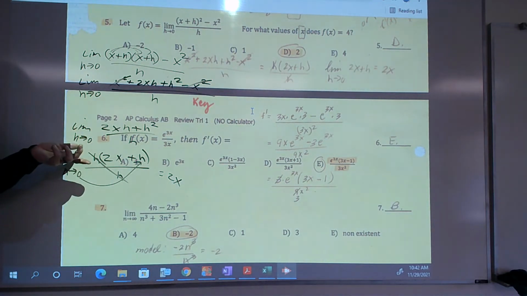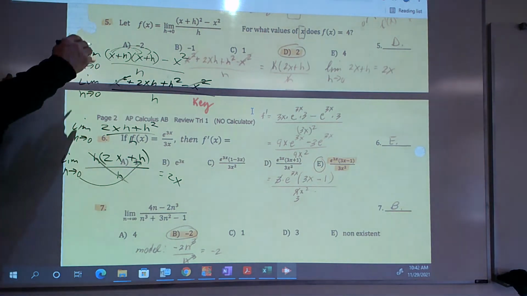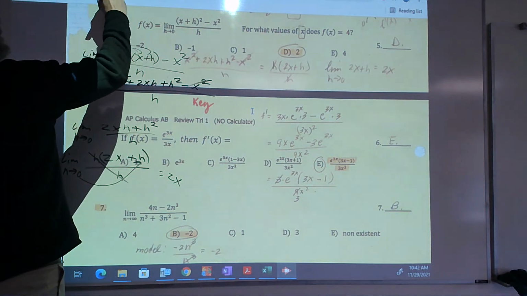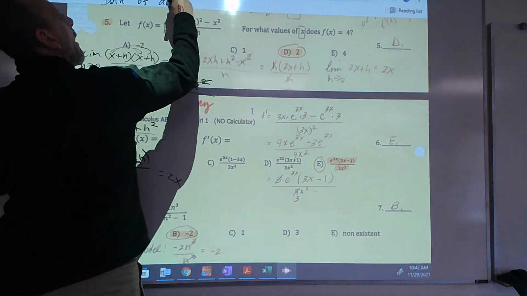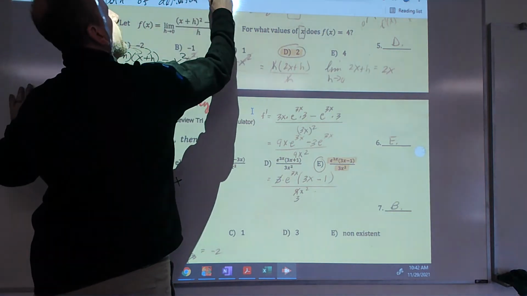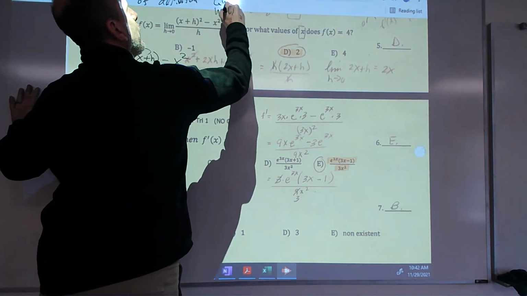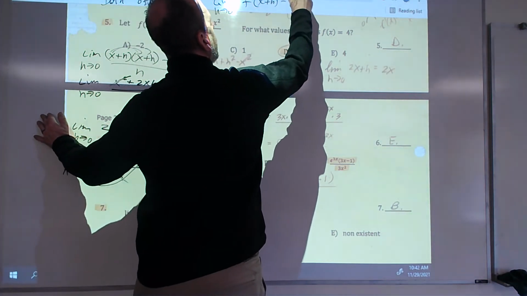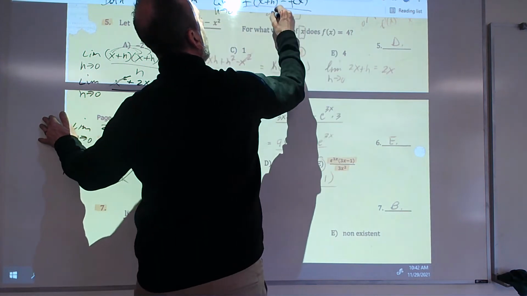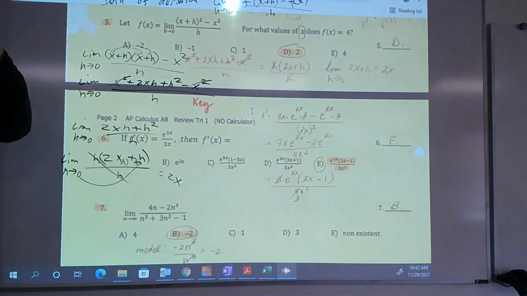Now that's the way we used to do derivatives when we first learned it. There's a much easier way to do this. So this is the definition of derivative. It's the limit as h goes to 0 of f of x plus h minus f of x all over h. Now, look at this.